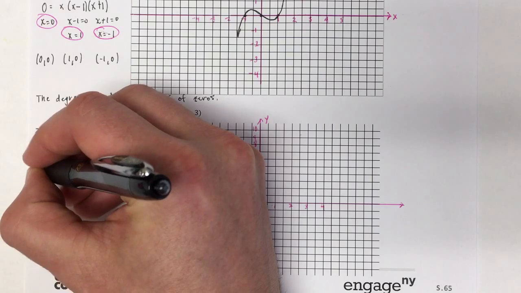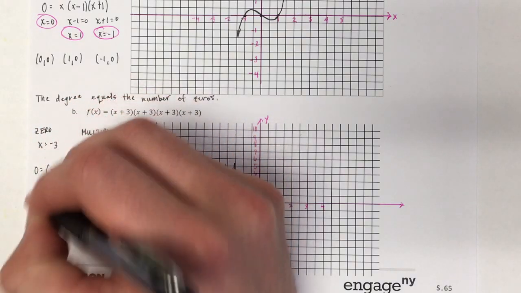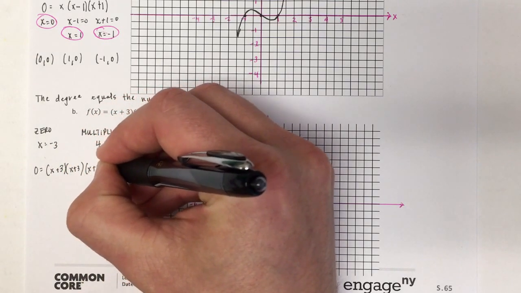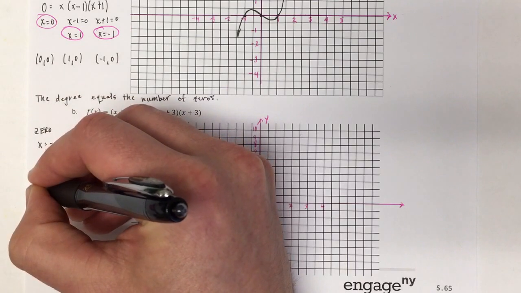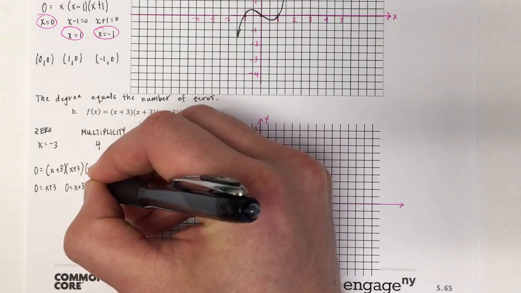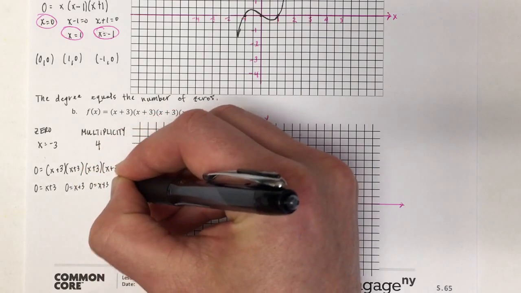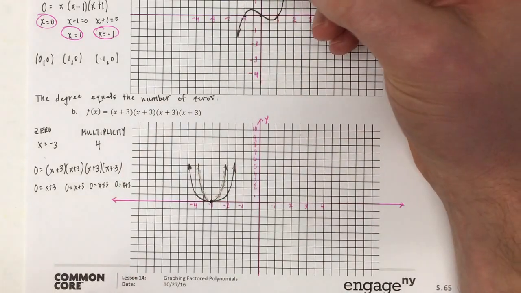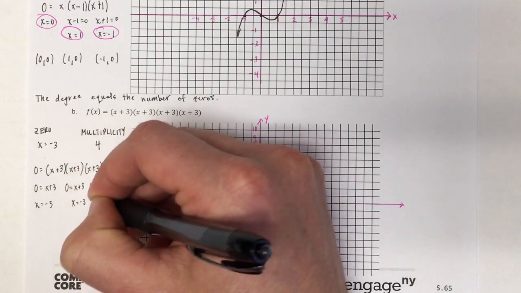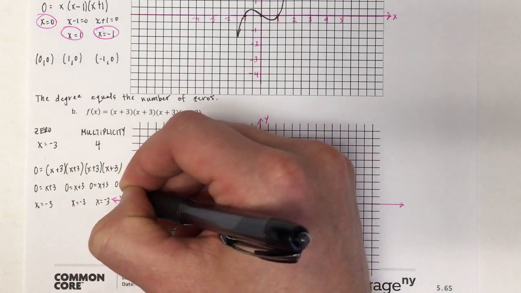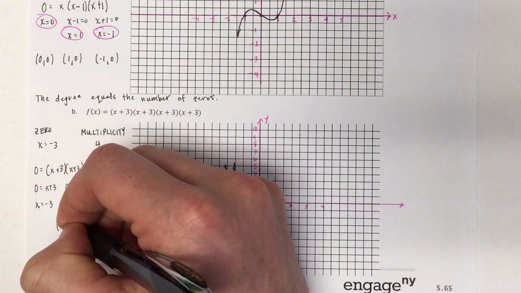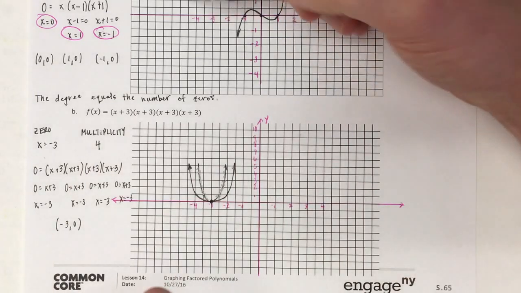If I put this in f of x equals 0, I get x plus 3, x plus 3, x plus 3, x plus 3, and this gives me 0 equals x plus 3 on 4 separate occasions. And now I see that x equals negative 3, x equals negative 3, x equals negative 3, and x equals negative 3. And the only x-intercept that I see, though, is (negative 3, 0). Well, this is kind of nice.